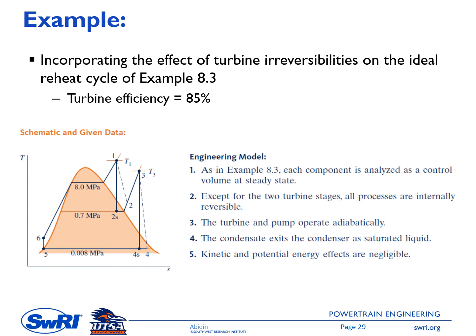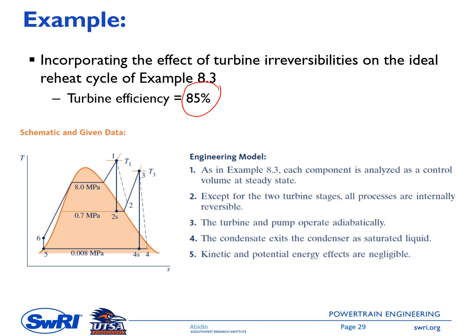Okay, the next example: what will happen if we incorporate the effect of turbine irreversibilities on the previous cycle? In this case, the turbine efficiency is 85%. And then you can see the T-S diagram on the left side here.